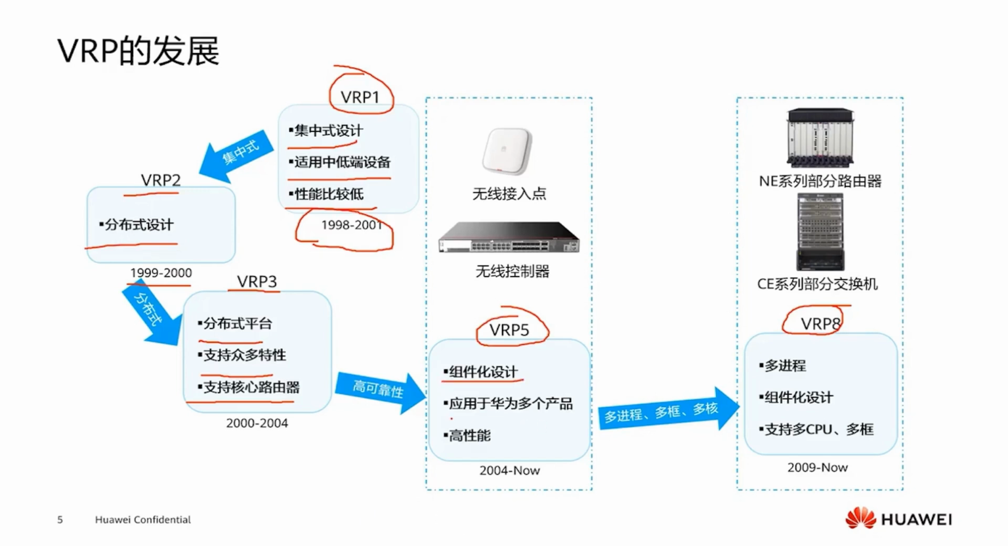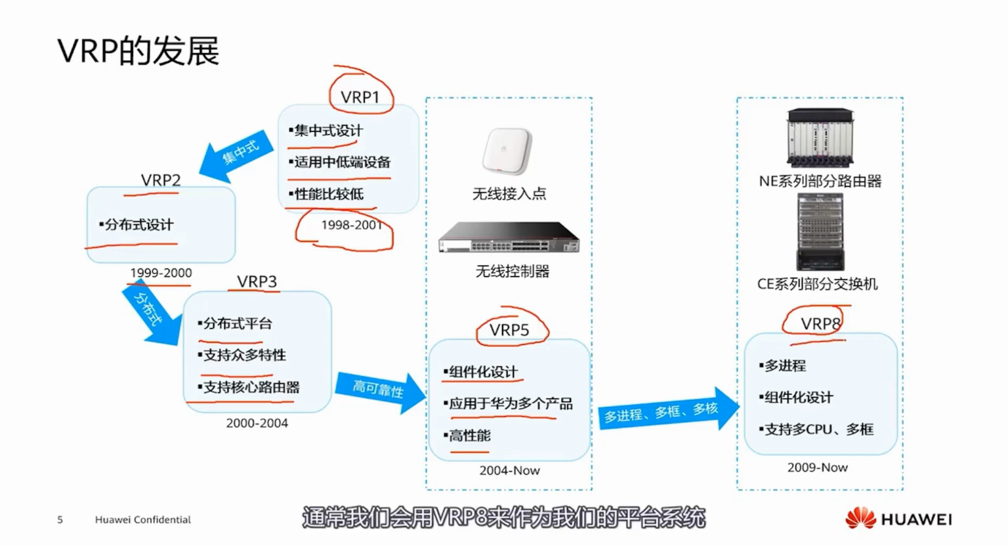There's a modular design, and we can apply it across multiple products, like ACs, APs, routers, and switches. It can provide very high performance. Now, for our products that we are using, you may encounter VRP 5 and VRP 8, these two platforms we will come across. Then some of the latest products, usually we use this VRP 8 as our platform system.